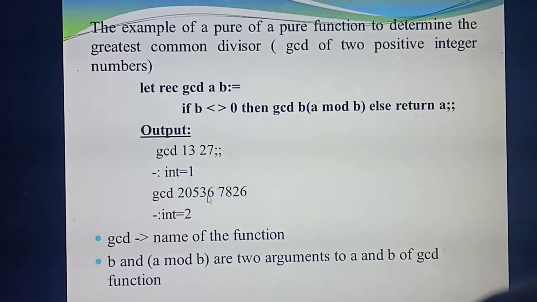Okay, so here they are giving GCD, which is the name of the function. So here, what are the arguments? This one we can also call arguments: B, and A mod B are also arguments. Okay, this is not important, just read it one time, that's all.